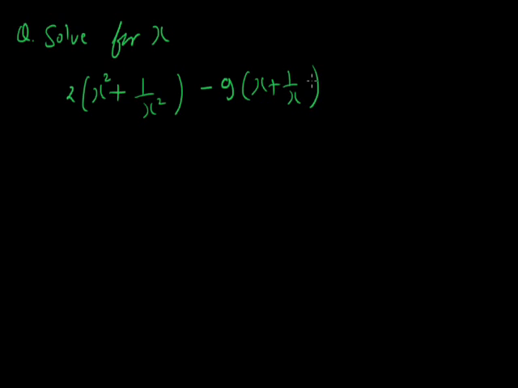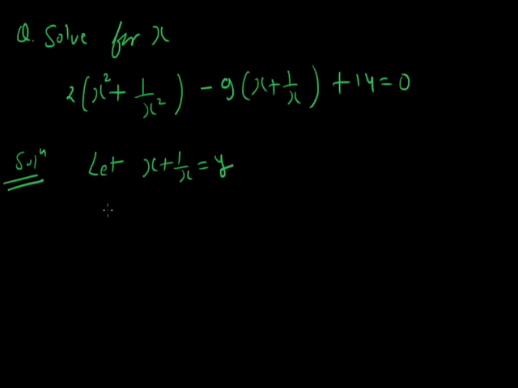Solve for x again. 2 times x square plus 1 upon x square minus 9 times x plus 1 upon x plus 14 equal to 0. Let's see how we can solve this. In this question, let's assume that x plus 1 upon x equals y. We are assuming that x plus 1 upon x equals y.